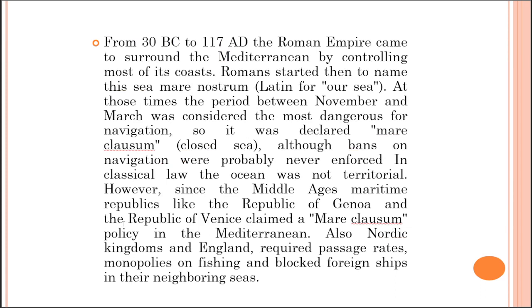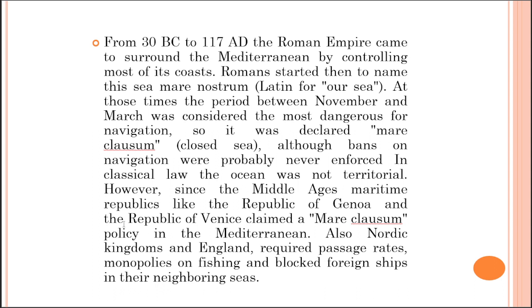From 30 BC to 117 AD, the Roman Empire came to surround the Mediterranean by controlling most of its coasts. Romans started then to name the sea Mare Nostrum, Latin for our sea. At that time, the period between November and March was considered the most dangerous for navigation, so it was declared Mare Clausum, closed sea, although bans on navigation were probably never enforced.